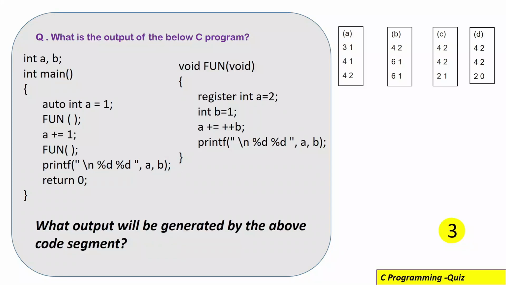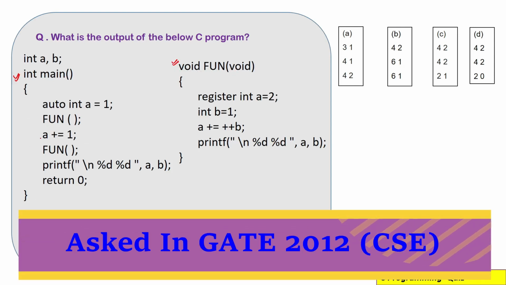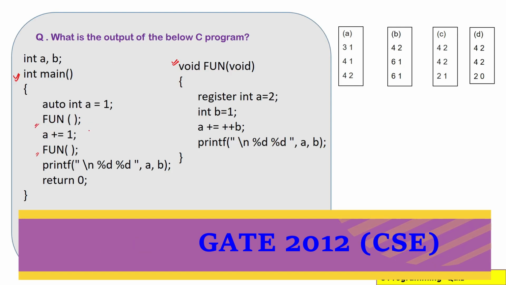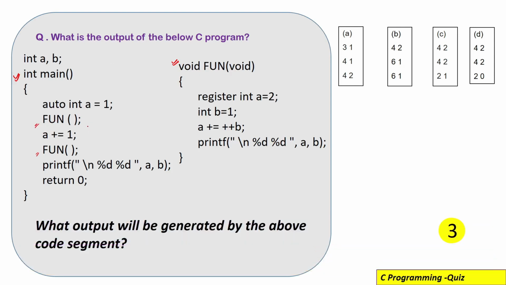Hello everyone. So here is our next question. In this question, we are given a C program. Here is our main function and here is another function fun, and this fun is called from this main function. We have to tell what will be the output generated by this given C code.